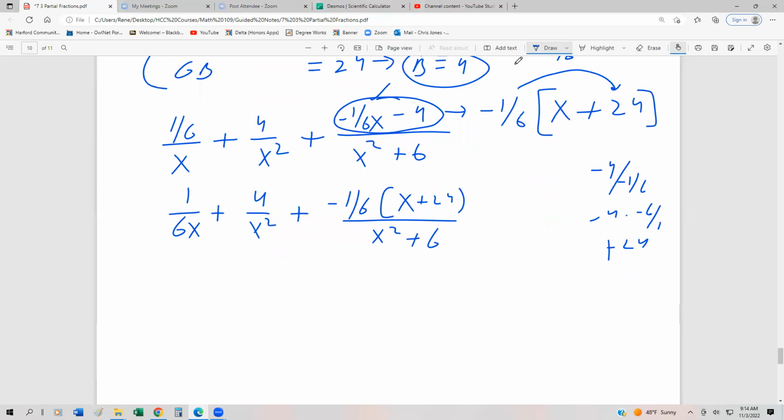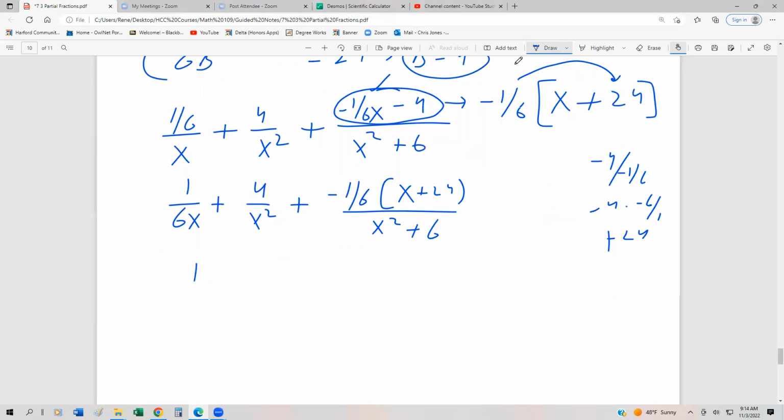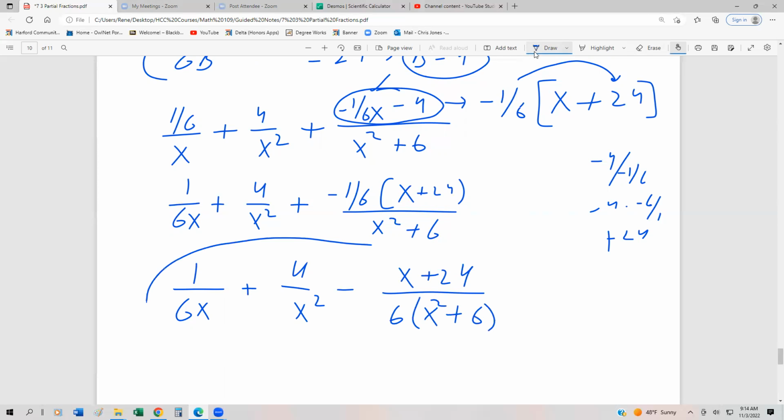And so finally, I think the most simple answer we can get from this is 1 over 6x plus 4 over x squared minus x plus 24. So this is going to be an x plus 24 in the numerator. In the denominator, 6 quantity x plus x squared plus 6. All right, so that's the most, I guess, simplified, decomposed expression we can get out of this.